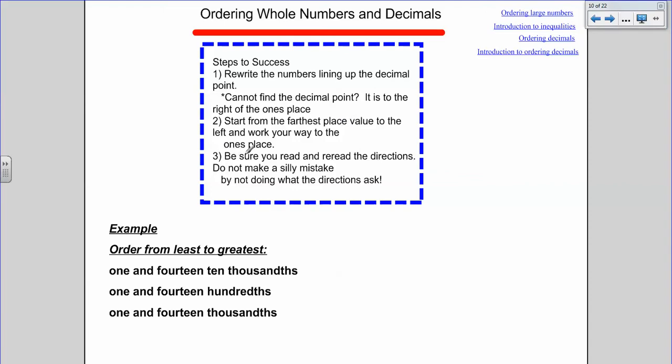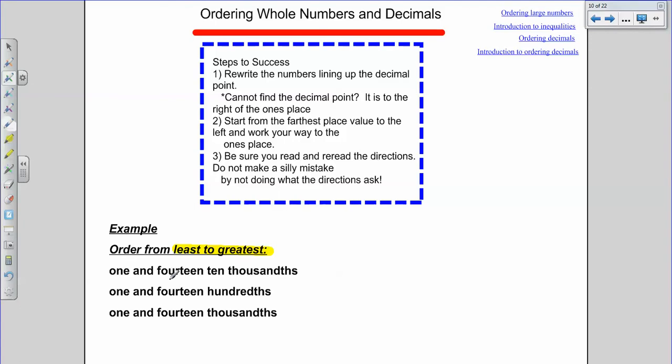Third thing we're going to do is be sure we read and reread the directions. We don't want to make a silly mistake by not doing what the directions ask. Okay, so in this example, I'm always going to highlight or do something to say I want to go from least to greatest. So from the smallest number to the biggest number.